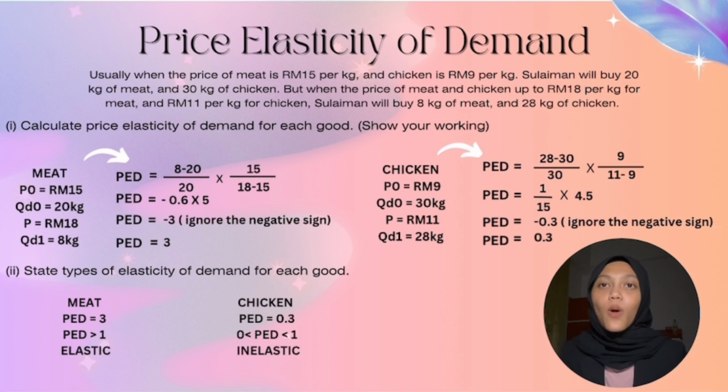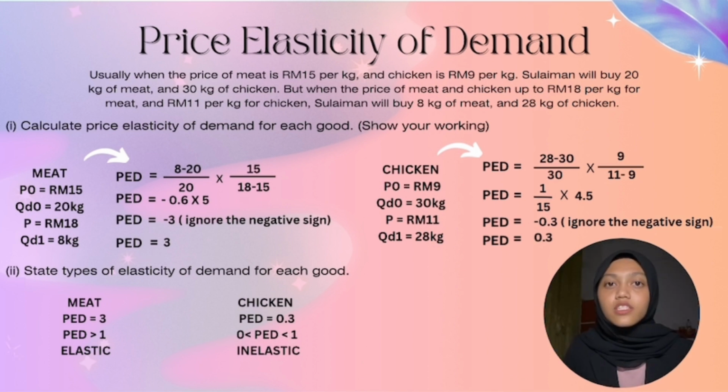To find the answer, we need to use this formula. So, this is the formula: percentage change in quantity demanded of good X divided by percentage change in price of good X. Then, list the details needed. For meat, QD0 is 20 kg, P0 is Rm15, QD1 is 8 kg, P1 is Rm18. Means that when price increases to Rm18, Sulaiman will buy 8 kg of meat. And then we substitute all the details into the formula to find price elasticity of demand.